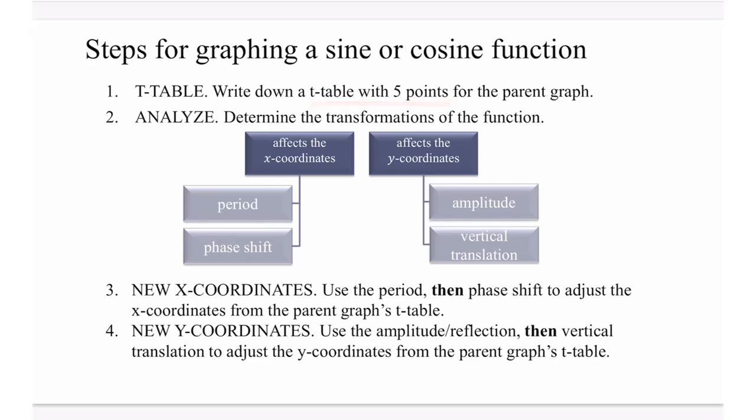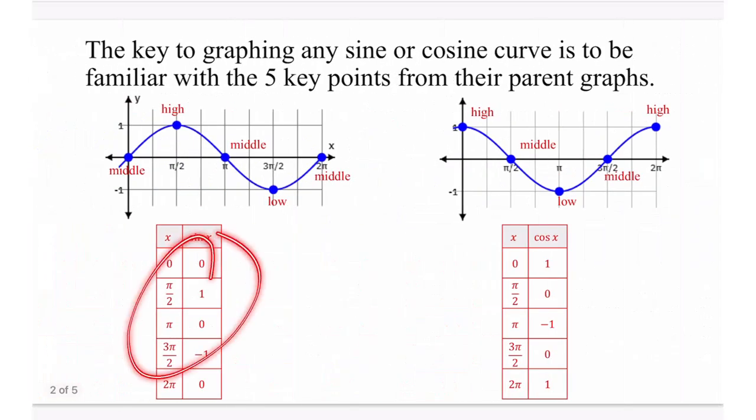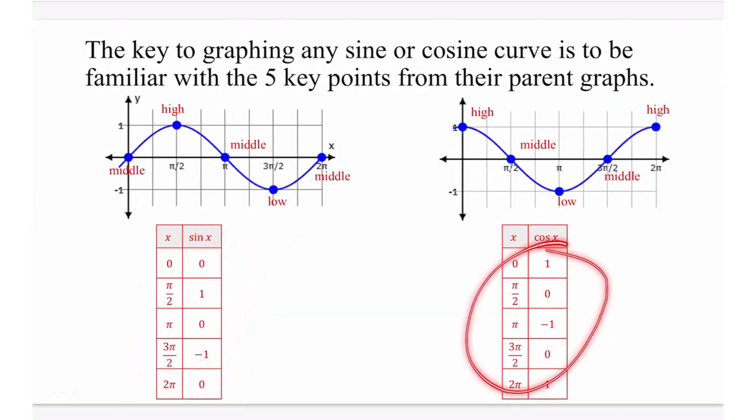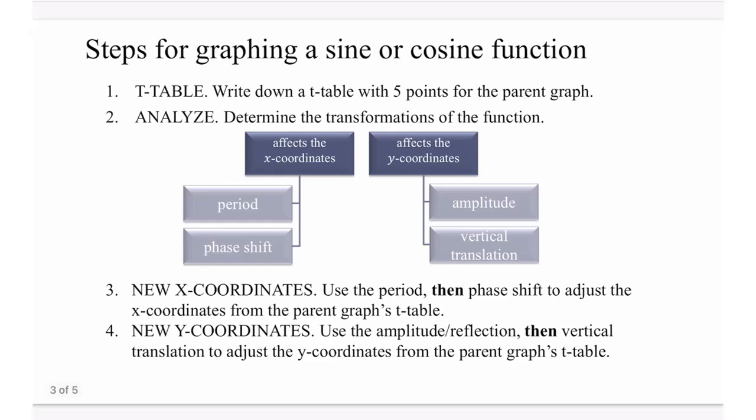So the steps that I'm going to go through are, we're going to create a t-table with the 5 points for the parent graph. So it would either be these 5 key points for a sine curve or these 5 key points for a cosine curve. Then we're going to analyze the function, so we need to determine what the transformations are. So we'll do the amplitude and the period and the phase shift and the vertical translation.